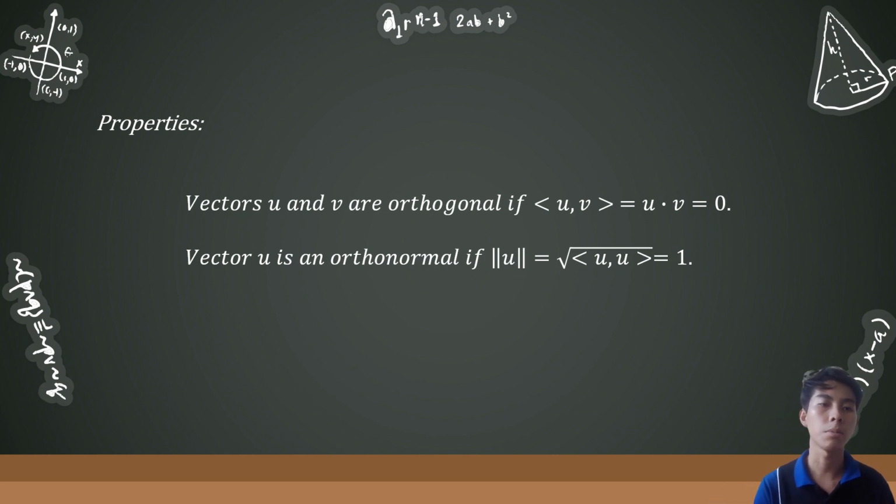Second, the vector u is orthonormal if the unit vector of u, which is the square root of the inner product of u and u, is equal to 1. And if the norm of u is not equal to 1, therefore it is just an orthogonal vector but not an orthonormal vector. Meaning, all orthonormal vectors are orthogonal vectors, but not all orthogonal vectors are orthonormal vectors.